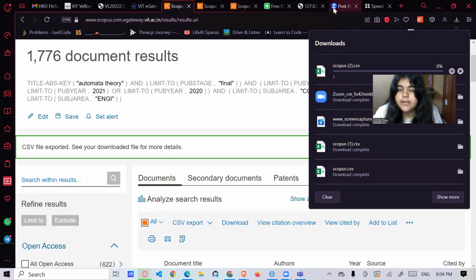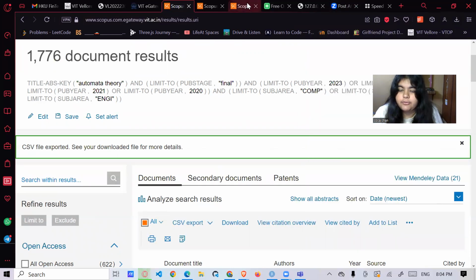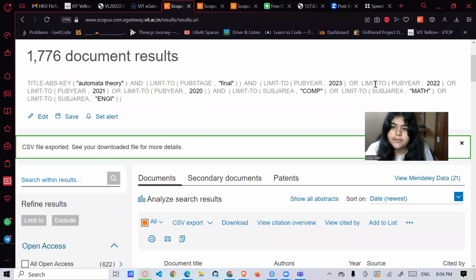And then we will move on to BiblioShiny, where we will do the final one. Now you can see here that we have limited the subject area to computer science and math, and the publication years to 2021 to 2023.